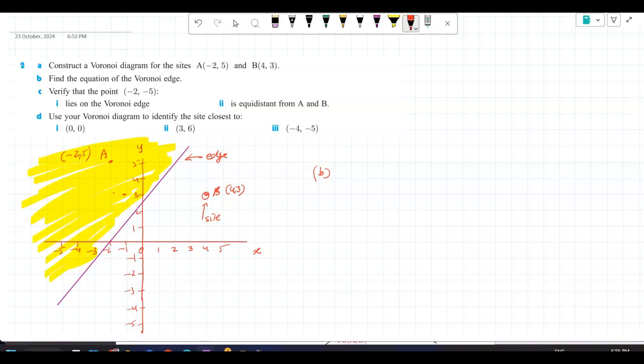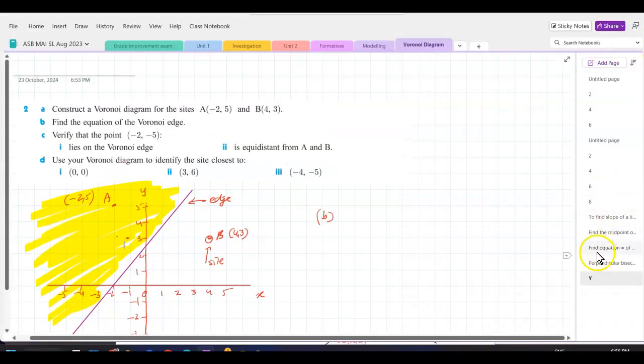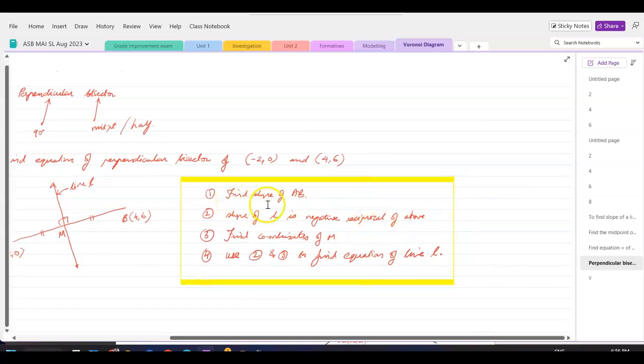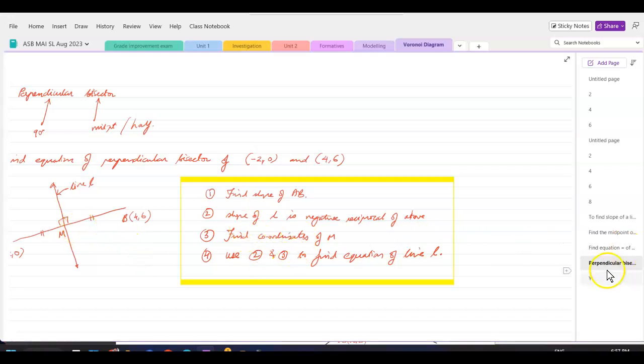So now how do you get the equation? Basically, you have to find the equation of the perpendicular bisector. I taught you last time how to find the equation of the perpendicular bisector. You remember the steps? What are the steps? Find the slope of AB. The slope of the perpendicular bisector will be the negative reciprocal of that. Find the midpoint using the midpoint formula, the average x1 plus x2 over 2, and y1 plus y2 over 2. And then use the slope and midpoint to find the equation.